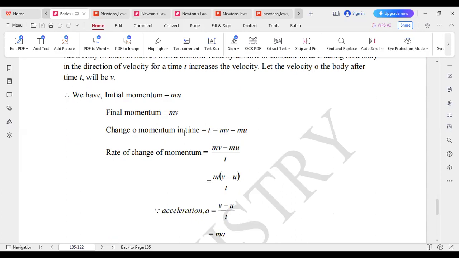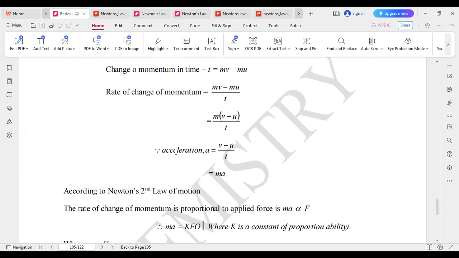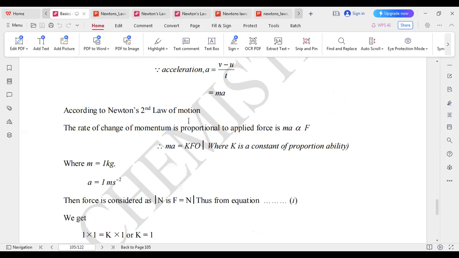Change of momentum will be mv minus mu, so the rate of change of momentum would be mv minus mu divided by t. m is common, but acceleration equals v minus u by t. Just putting this value, v minus u by t equals a, we get ma. But according to Newton's second law, the rate of change of momentum is proportional to the applied force. Okay, ma is proportional to F. So ma equals kF, where k is the constant of proportionality.